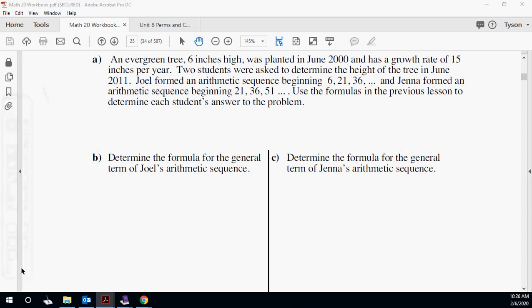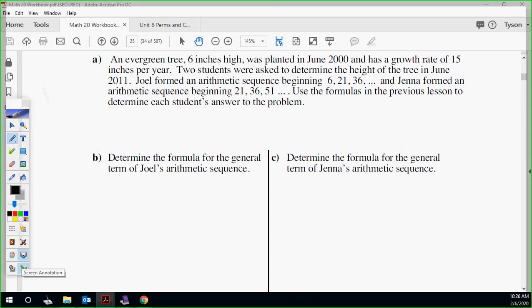So the math with it. It says an average evergreen tree is 6 inches high when it's planted in June 2000 and has a growth rate of 15 inches per year. Two students were asked to determine the height of the tree in June of 2011. Joel formed a sequence of 6, 21, 36, and Jenna formed a sequence of 21, 36, 51. Use the formula in the previous lesson to determine each student's answer to the problem. So first off, why are they different? What did they do differently?